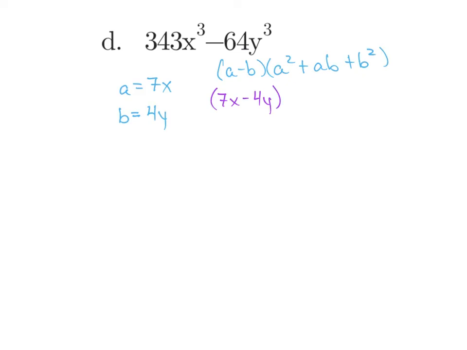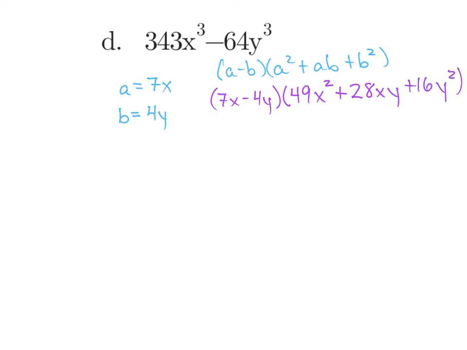Again, for a squared, we want to make sure that we square everything. So 7 squared is 49, and x squared is x squared. For the middle term, we want to multiply 7x and 4y, which will give us plus 28xy, since 7 times 4 is 28. And for the last term, we want to square all of b, so I should get 4 squared is plus 16, and y squared is y squared.